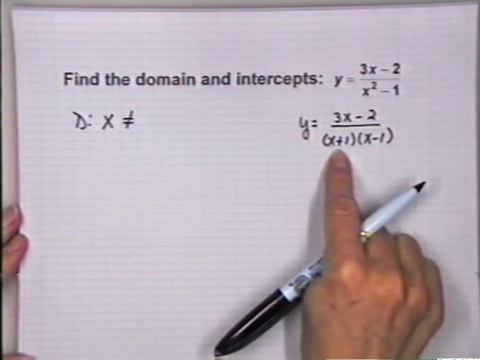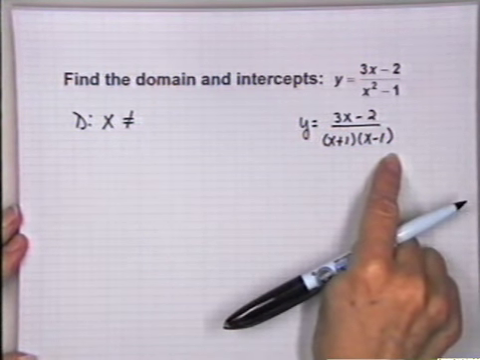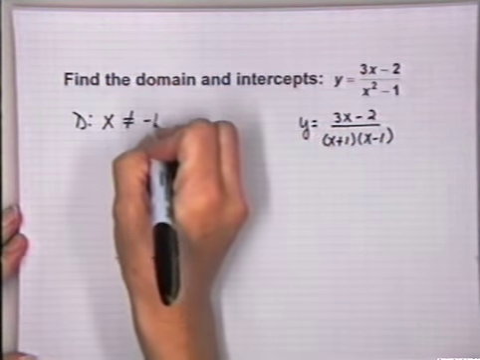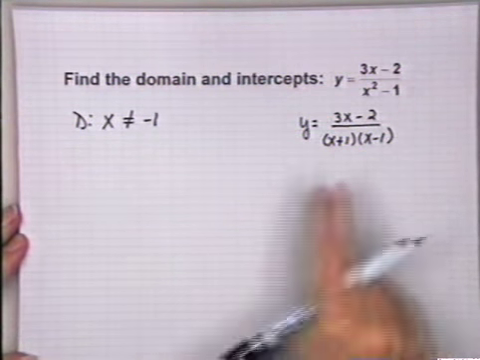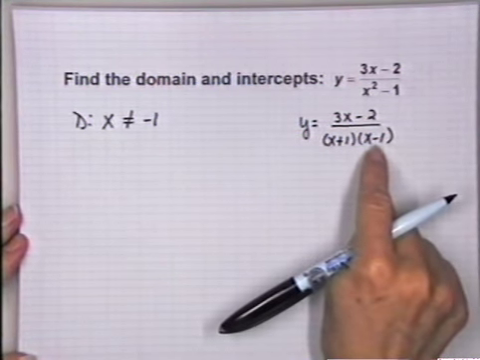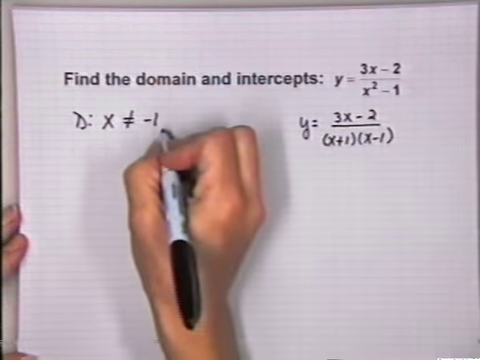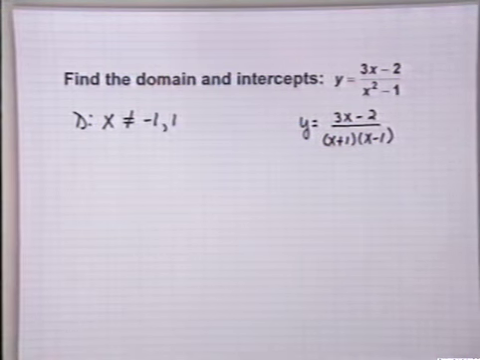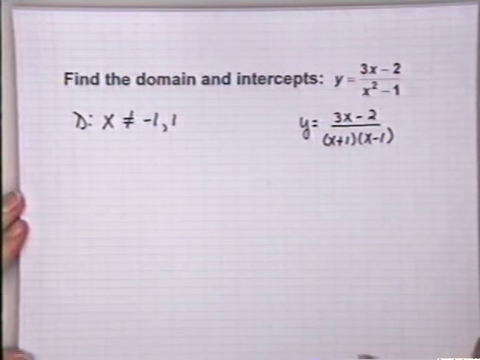We get 0, don't we? 0 times anything else is 0. So x cannot be -1. What about our second factor? What value of x would make that factor become 0? It would be +1, wouldn't it? So I have, again, two excluded values for x. X cannot be +1 or -1. And again, that means there's no graph for those two particular x values.